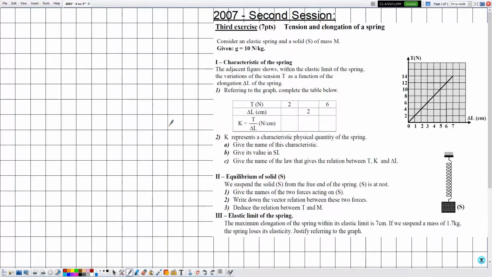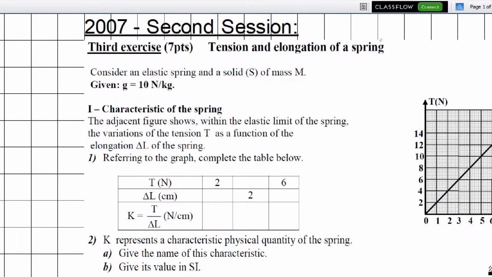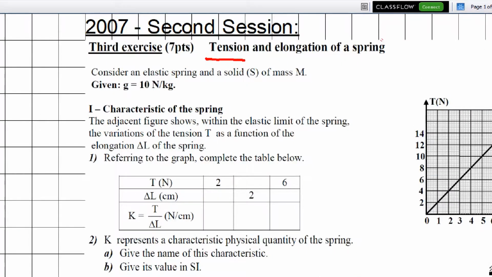Okay, hello everyone, in a new video. In this one we are going to solve an exercise related to mechanics and the chapters of mechanical actions and equilibrium of a body. This exercise was a previous one in the brevet exams in 2007 second session, third exercise. The title of this exercise is Tension and Elongation of a Spring.